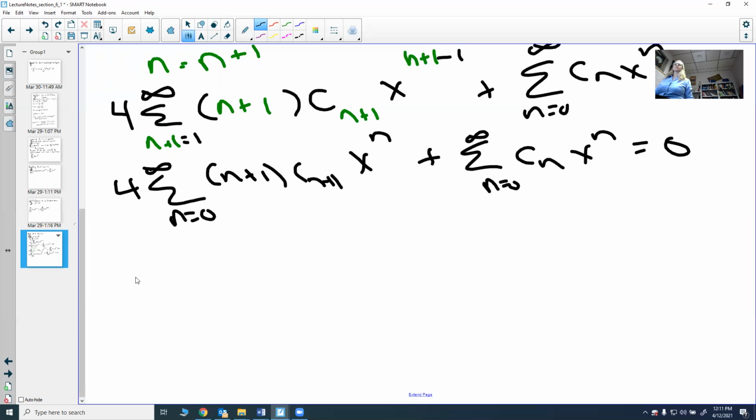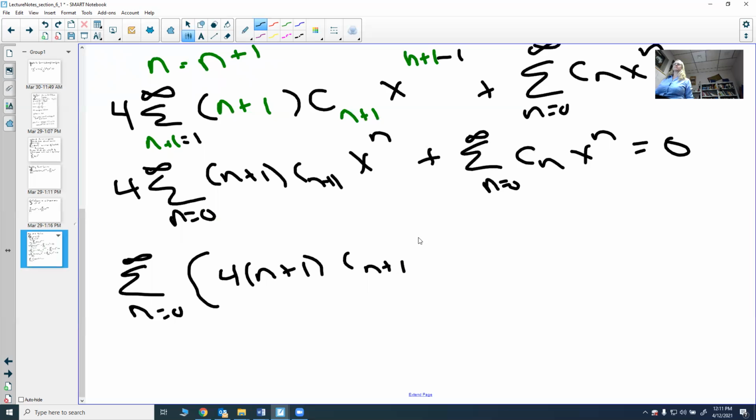I'm going to bring that 4 inside the first summation. So n equals 0 to infinity. Since they both start there, we can just put them together. This will be 4 times n plus 1, c sub n plus 1. We're going to factor that x to the n out, so I'm going to leave it out for the moment, plus the c sub n, and we factor out the x to the n, equals 0.